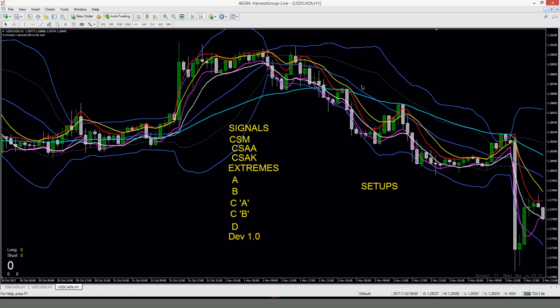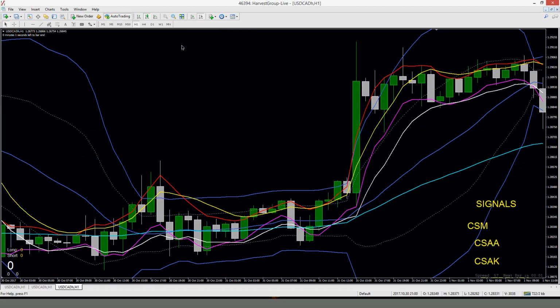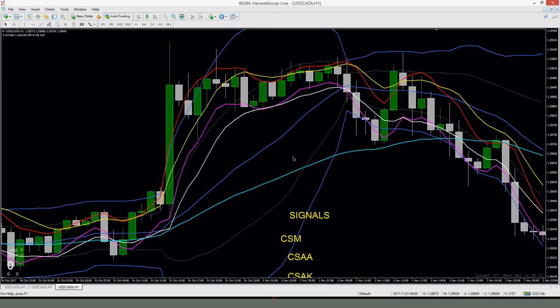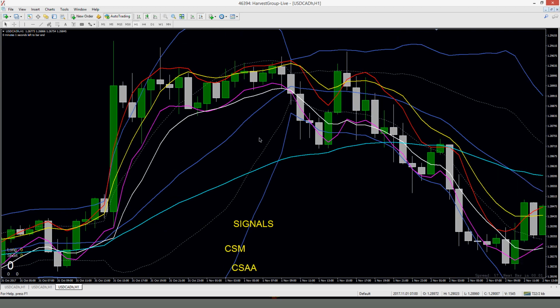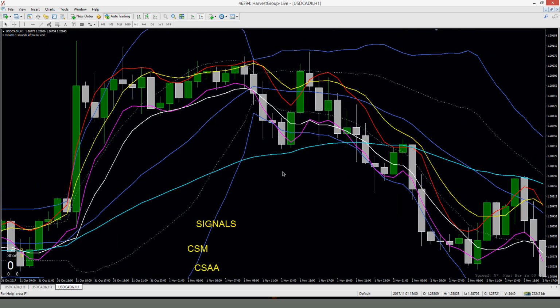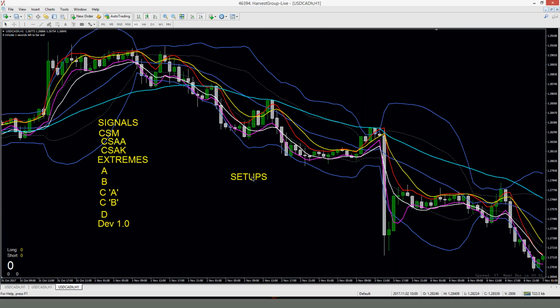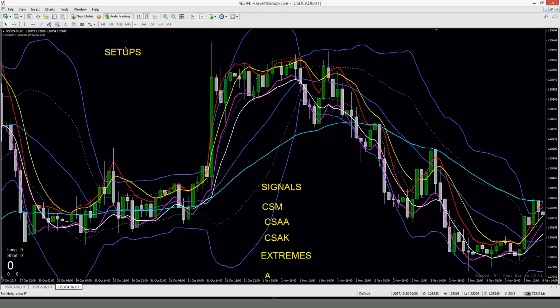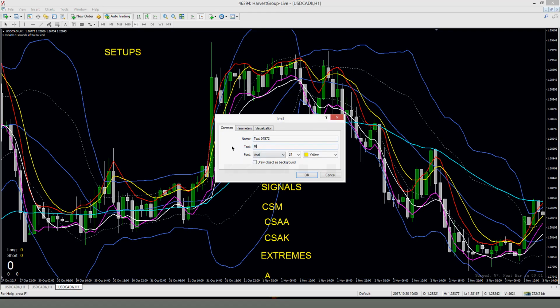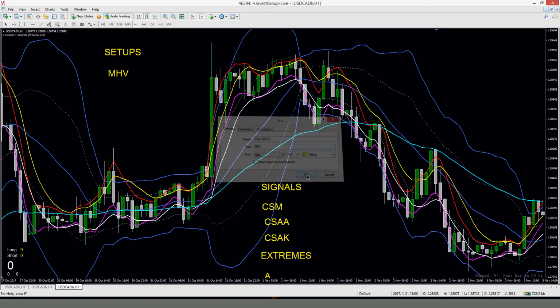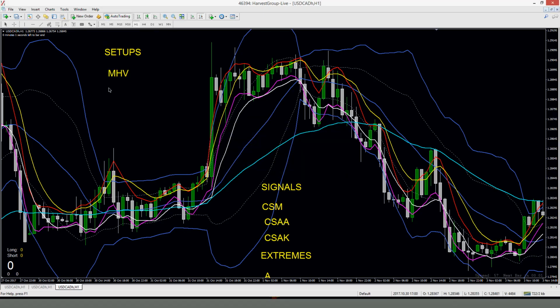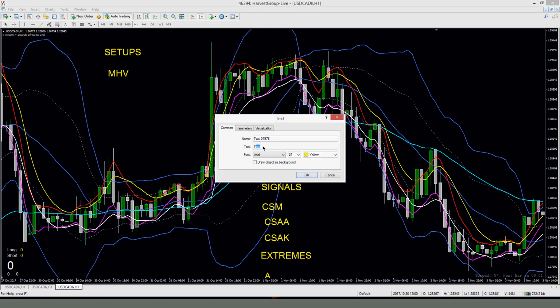Okay, so I think that was a quick intro to all the different types of extremes. So now let's move on to setups. There are two types of setups. The first one is obviously MHB, and the second one is re-entry.